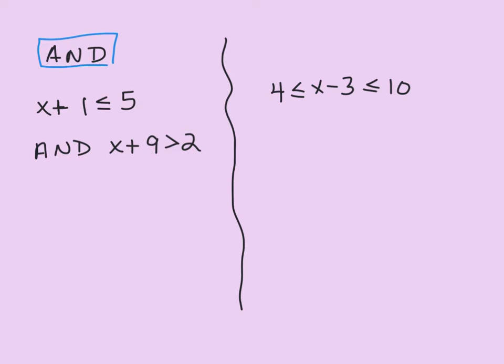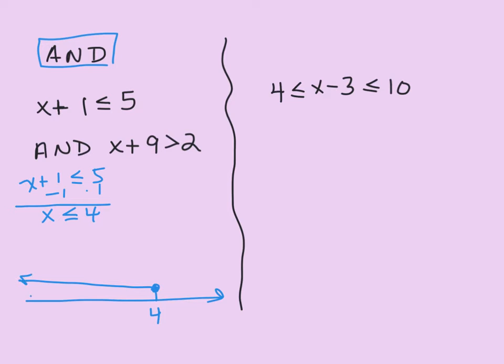This says x plus 1 is less than or equal to 5 and x plus 9 is greater than 2. So what I want to do is put those two ideas together, and I'm just going to solve them separately. x plus 1 is less than or equal to 5. I could subtract 1 from both sides, and I would get x is less than or equal to 4. Well, on the number line, here's 4. We're looking at all of the values that are less than or equal to 4.